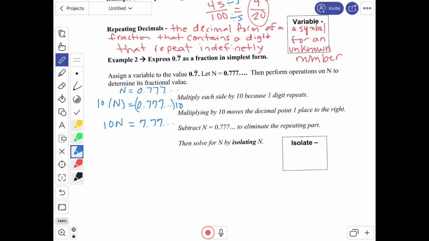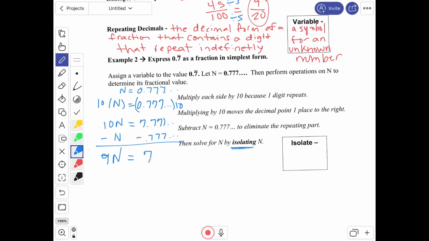Then we're going to subtract the n, because we want to take away the n. And n is the same as 0.777... Sorry, left off one of my sevens. So if we take away an n, that would leave us with just 9 n's. And over here, that takes away the repeating part, so I just have 7.